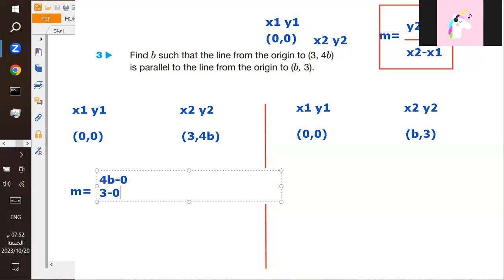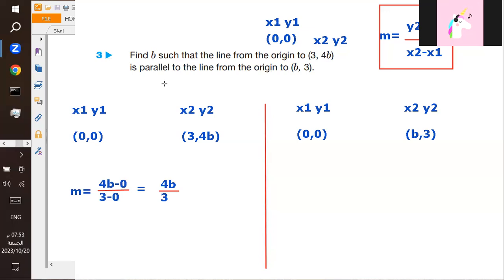Good. Now we have this. Let's make it as a fraction. So the gradient equals 4b over 3. They are parallel. They said in the question that they are parallel, but you have to find the value of b. That's the idea.